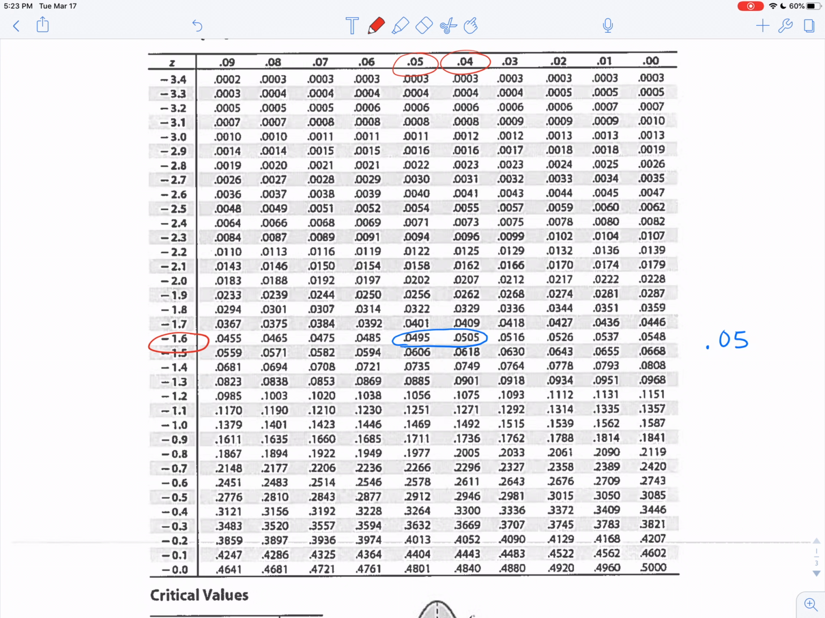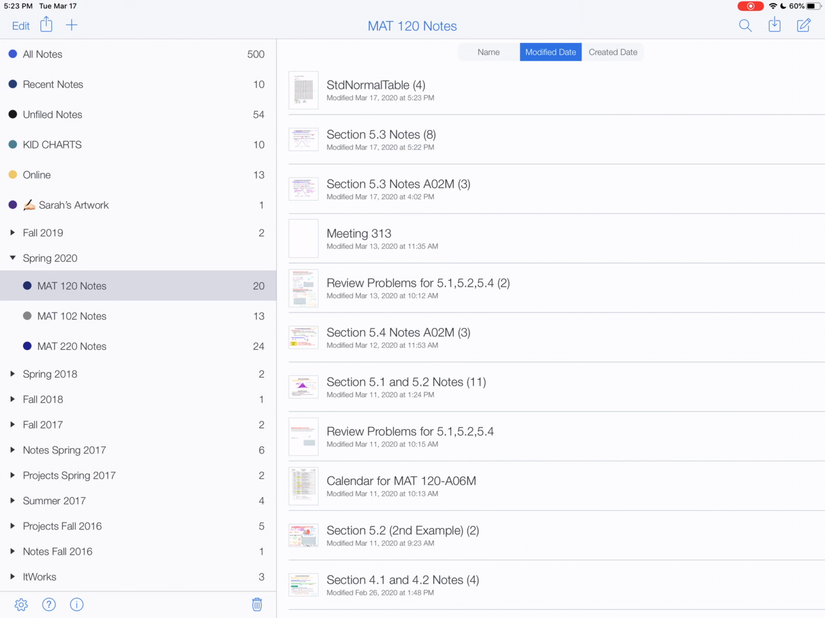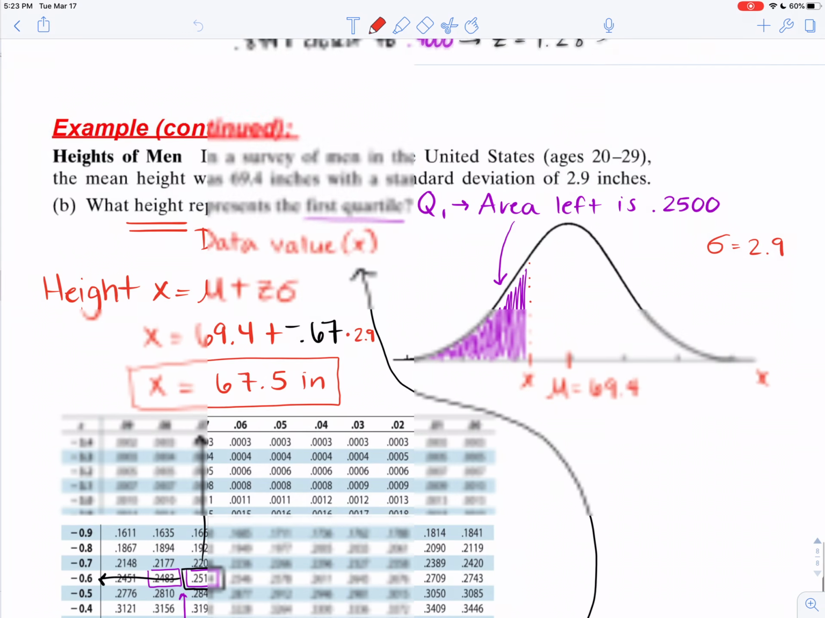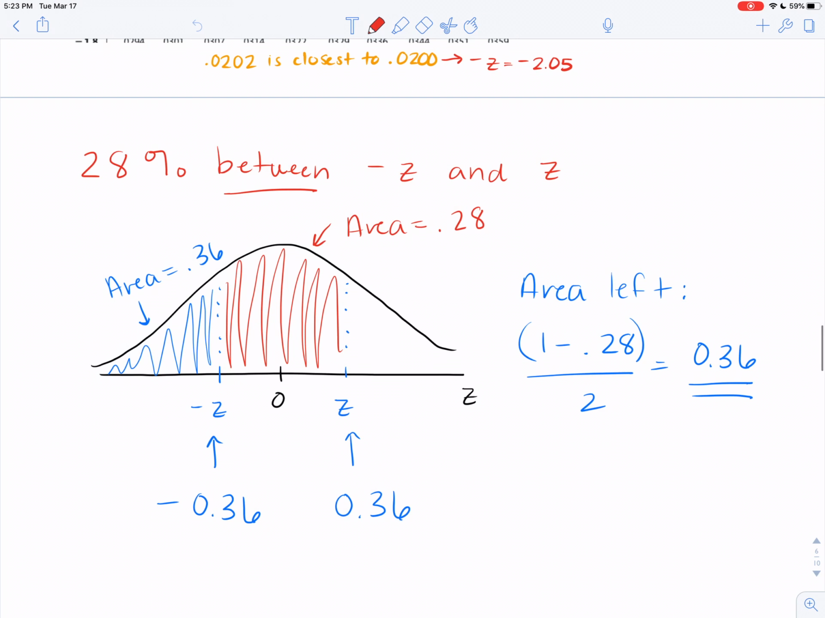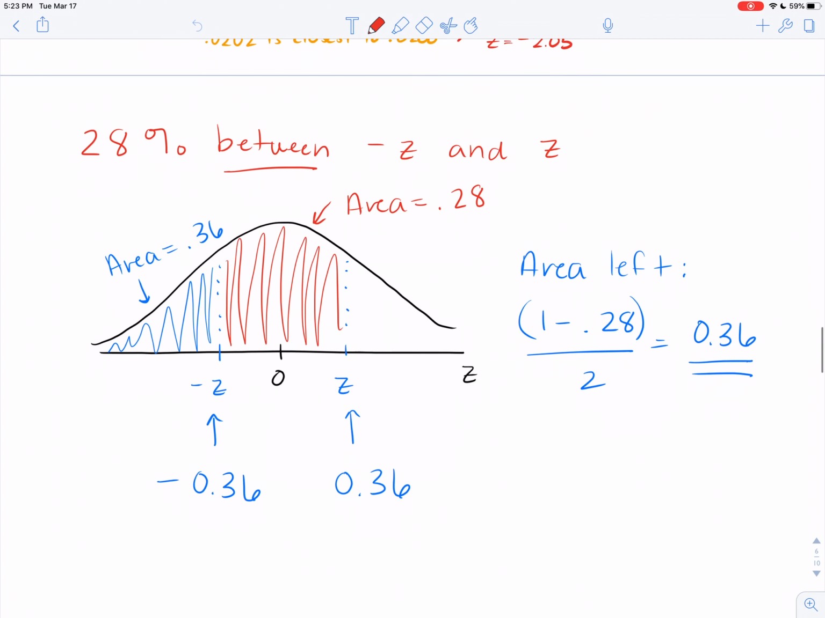All right, so now what I want you to do is go back to your practice problems and look specifically at questions where you are given the area in between and use one of these methods to find the corresponding z-scores.